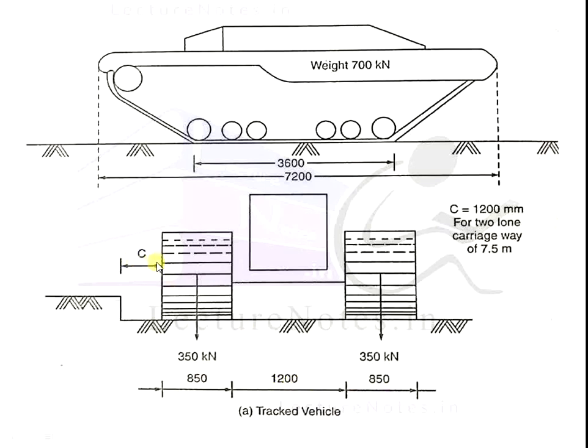This is the C. C is nothing but the distance from the edge of the vehicle to the edge of the tank, that is 1200 mm, and for a two-lane carriageway of 7.5 meters. That is, if two or more tanks are traveling, at that time the distance between the two tanks, as per the IRC condition, must be 7.5 meters.